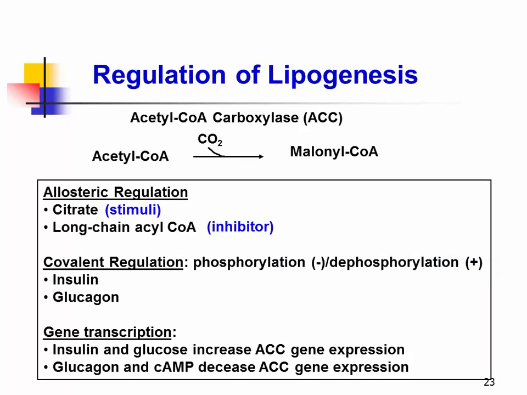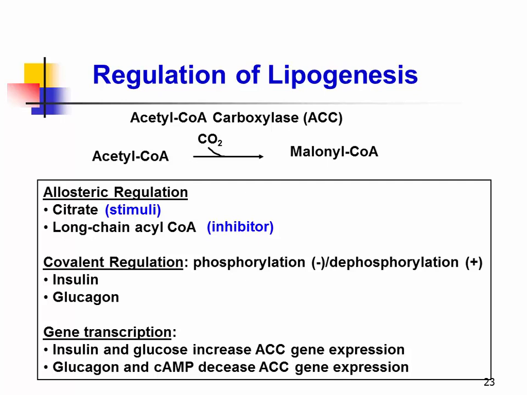And if we go to the details, we can have 3 different categories of regulators: allosteric regulation, covalent regulation, which basically regulates enzyme phosphorylation and dephosphorylation, and gene expression, right, at the gene transcription level. Again, we mentioned that this ACC, acetyl-CoA carboxylase, catalyzed reaction is a key reaction. So we usually talk about how hormones or substrates regulate the key enzyme that can control the whole pathway's activity, right?